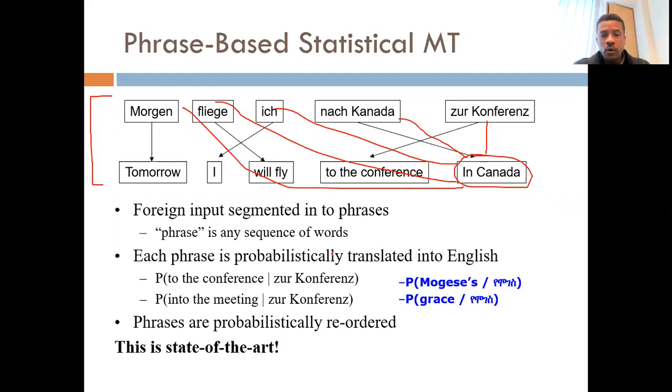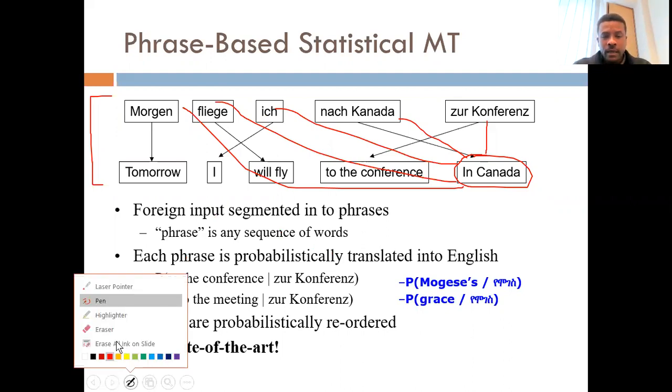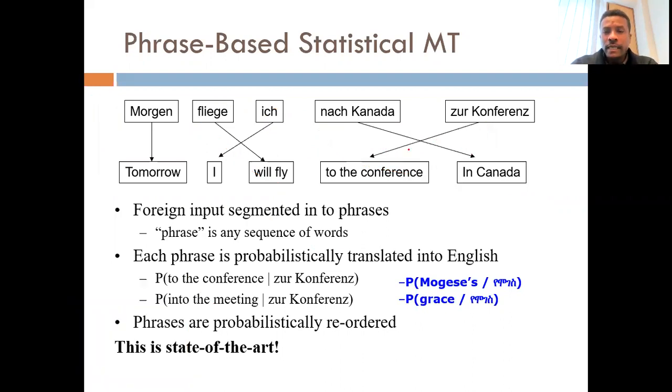So let's take only one example in here, okay? As you can see, the English and the French phrase in here, what we know is from the parallel corpus, it occurred with "to the conference" or with "into the meeting". So this German phrase has two possibilities. It can occur in the parallel corpus with the phrase "to the conference" or "into the meeting". Now, the question that you need to ask is, which one is the largest value? Which of the two has the higher probability? This is the question.